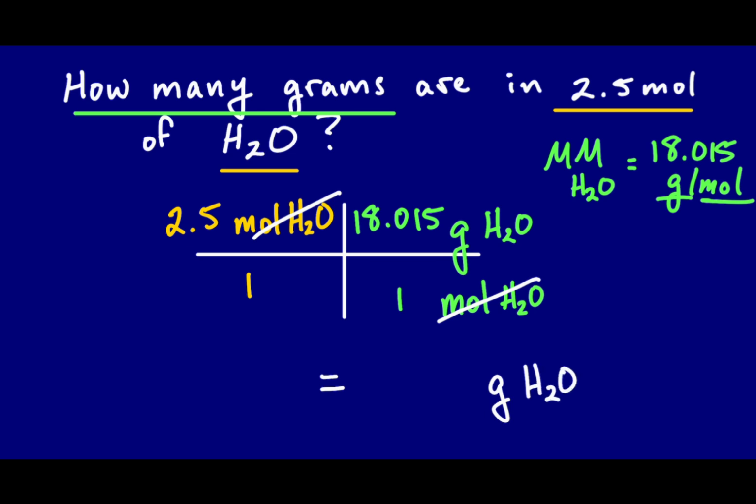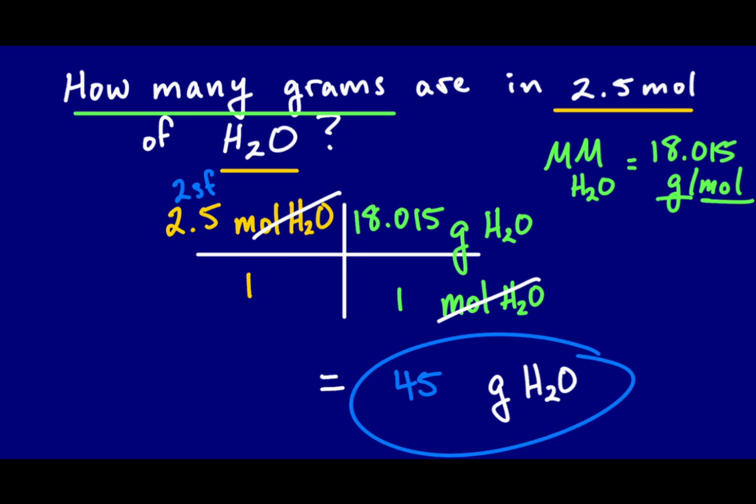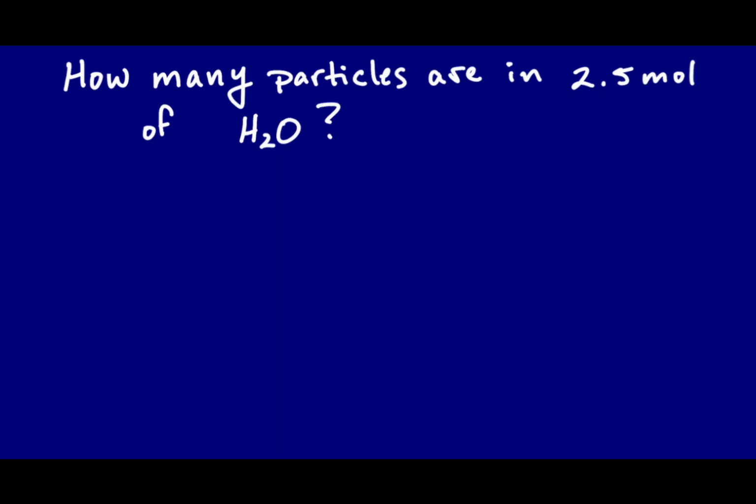Our initial value, our given, has 2 sig figs, so that means our final answer is also going to need 2 sig figs. So when we do the calculation, we get 45.0375, but because we only need 2 sig figs, we only keep the first 2 significant figures in this answer. So we are going to get an answer of 45 grams of H2O. Let's look at another example.